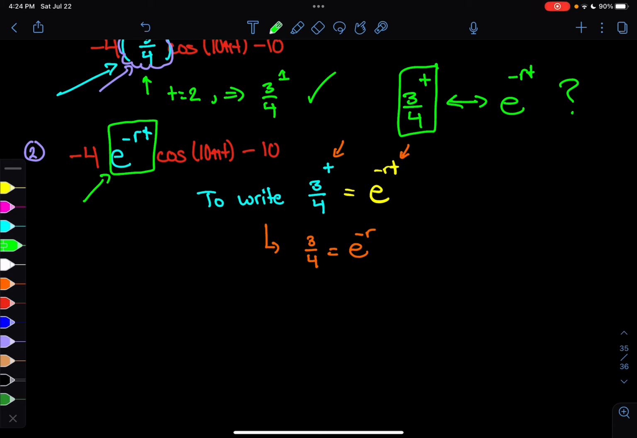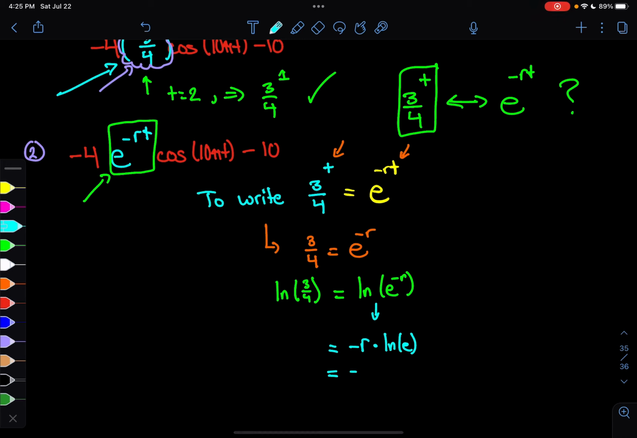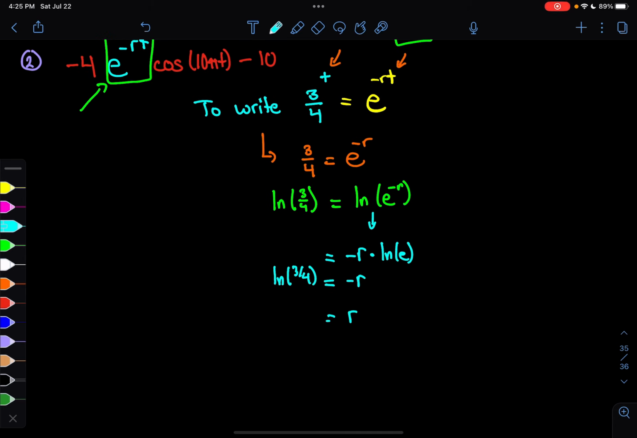Well, this is where reviewing your logarithms is very important. We take the natural log of both sides, equals the natural log of e raised to the negative r. And we start using some of our log laws, one of which is that this is equal to negative r multiplied by the natural log of e. And then the natural log of e is just 1. So this is negative r is equal to the natural log of 3/4. And so we get r is equal to the negative natural log of 3/4.